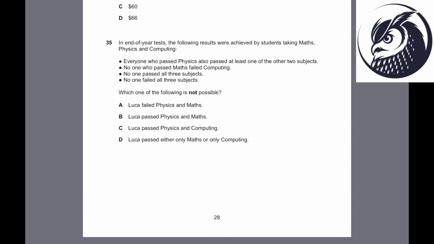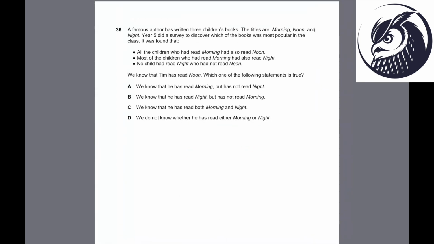Okay, let's now move on to question 36. So in question 36, it says, a famous author has written 3 children's books. The titles are Morning, Noon, and Night. Year 5 did a survey to discover which of the books was most popular in the class. It was found that, again, you're given a bunch of conditions, okay? And we're going to just try and represent that into a diagram. That's probably, as always, the most effective strategy.